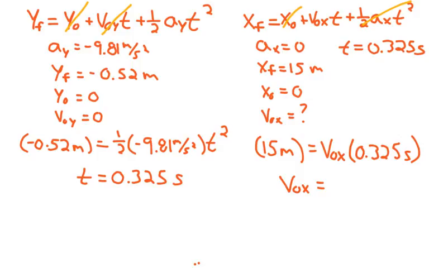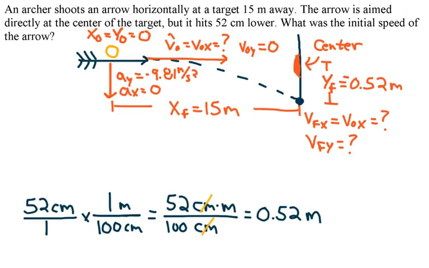Rearranging and solving for v naught x, I find that my initial velocity in the x direction is approximately 46.06 meters per second. Now, whether you realize it or not, that is my final answer, because remember what we said: since our initial velocity is perfectly horizontal, when I solve for the x component of my initial velocity, that is equal to my initial velocity vector.